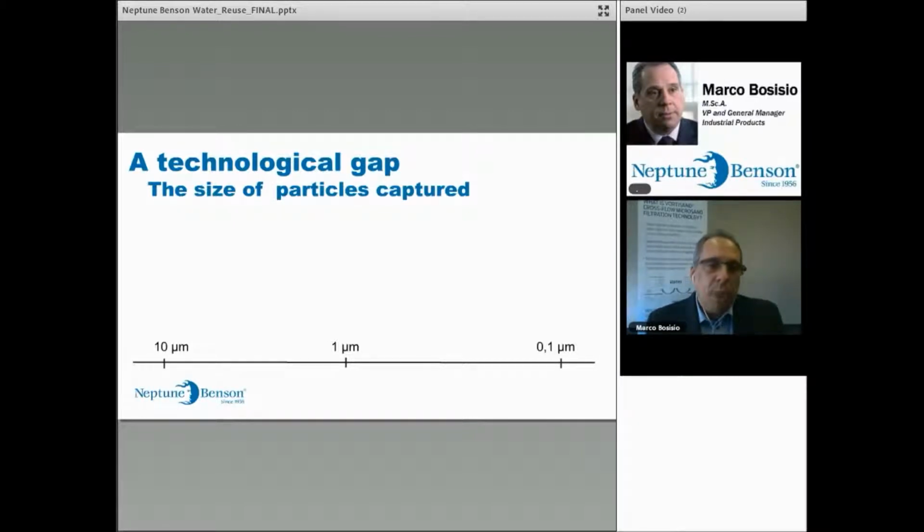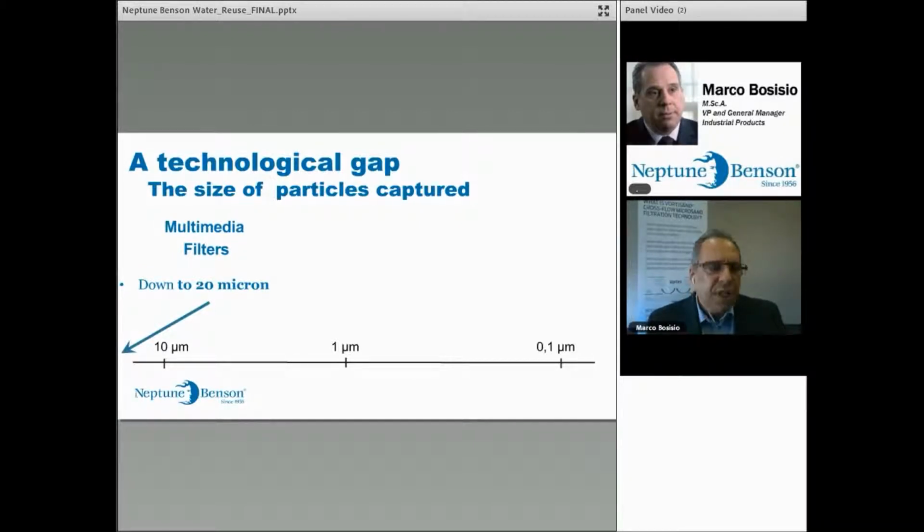And like Rick said, you want to remove all the suspended solids as much as possible to protect your RO. Or when it's time to use a UV reactor, you want to have water that is very clear and allow the UV transmission to be optimized.